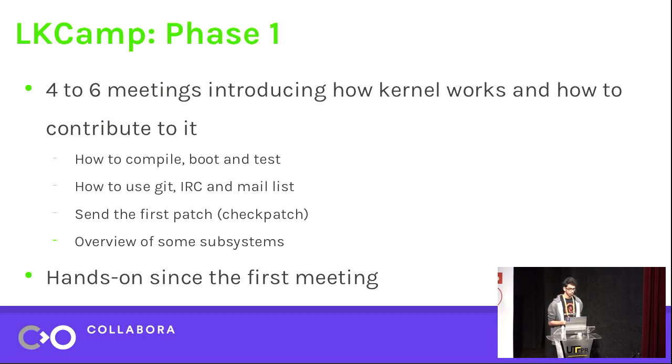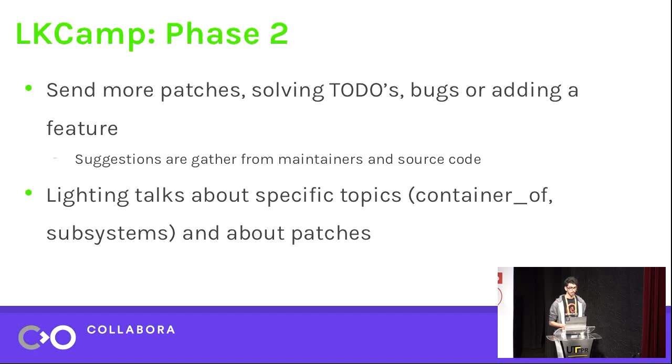And one cool thing about LKCamp is that it's hands-on since the first meeting. Then, people will start solving more useful things in the kernel. Suggestions are gathered from talking with maintainers and grabbing the source code as well. In this phase, people will also give some lightning talks about specific topics, like the container_of macro, about linked lists, and about their own patches.